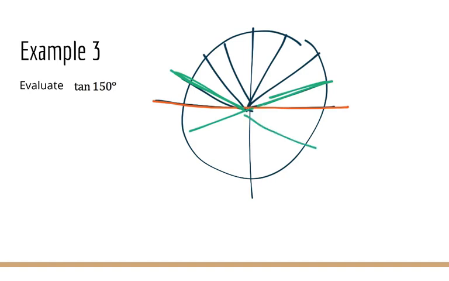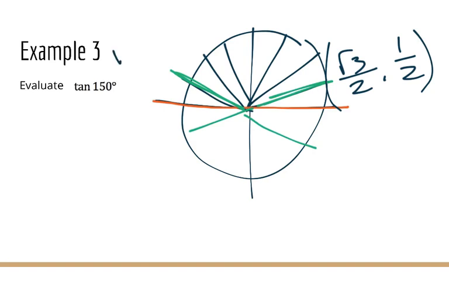And what were my coordinates there? This was square root 3 over 2 comma 1/2. That was for 30 degrees, or in radians, that would be pi over 6. So then this is going to have the exact same, square root 3 over 2 comma 1/2, except the x coordinate has to be negative, since I went backwards in the x for this one.